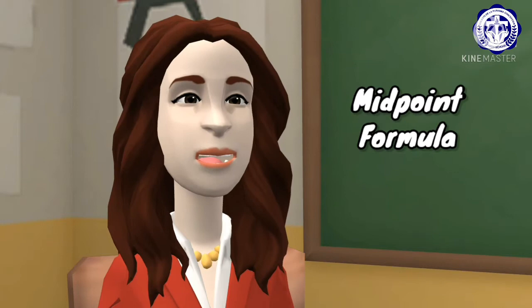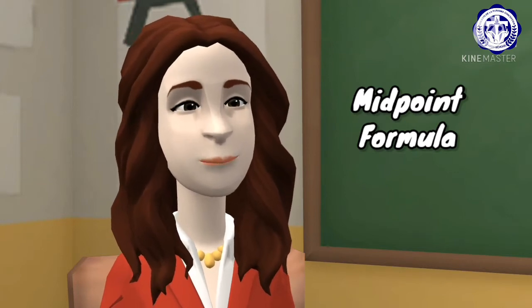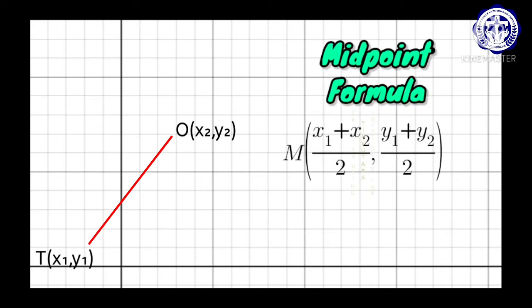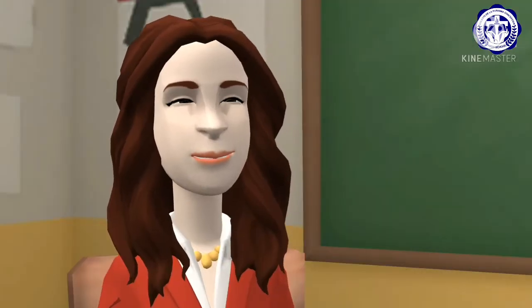The midpoint formula is the formula used to find the coordinates of the midpoint of a line segment. For example, if points T and O are the endpoints of line segment TO on a coordinate plane, then the coordinates of its midpoint are (x sub 1 plus x sub 2) all over 2, (y sub 1 plus y sub 2) all over 2. Let us have some examples.